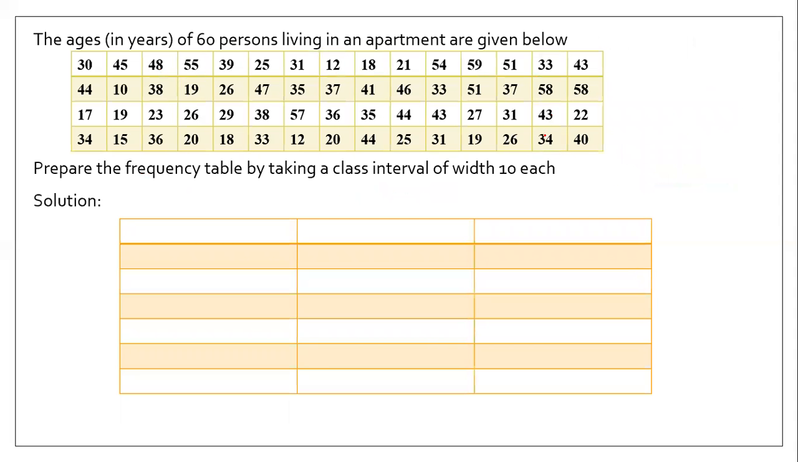Next problem. The ages in years of 60 people living in an apartment are as given below. Okay, they have given us the data here. We have to prepare a frequency table by taking a class interval of width 10 each.